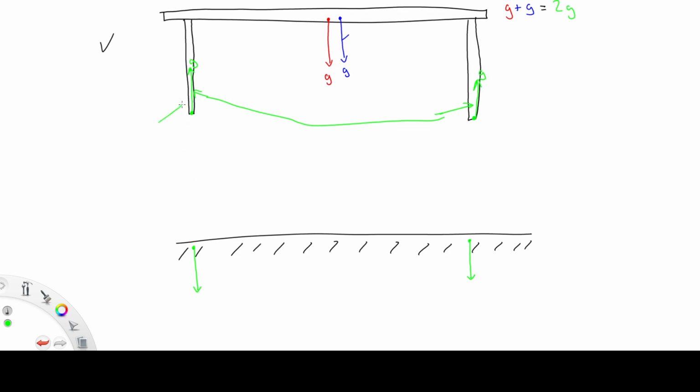Okay? Connected. These two and these two are connected. Newton's third law, which is that an action has an equal and opposite reaction. Notice that Newton's third law does not act on the same object. In terms of this, we've got a force acting on the table, and the other equal and opposite force is acting on the floor.